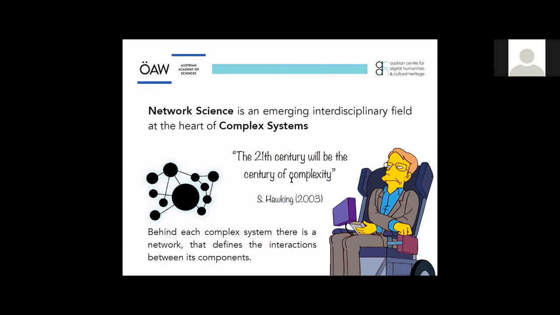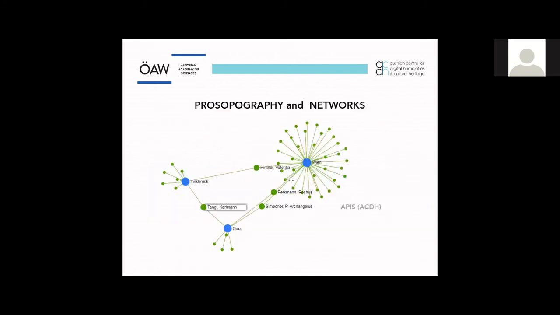And of course, behind each complex system, there is a network, because we are looking at these interactions between the components. So in this framework, I think that prosopography can fit very well. So this is a screenshot of this project of this ACDH office. We can see here there are a lot of entities. The green ones are the people. Please correct me if I'm telling something that is not correct. And the blue ones are the cities. So basically each person is connected to a city. And of course, I will show you then on Thursday how we can obtain more networks from this.